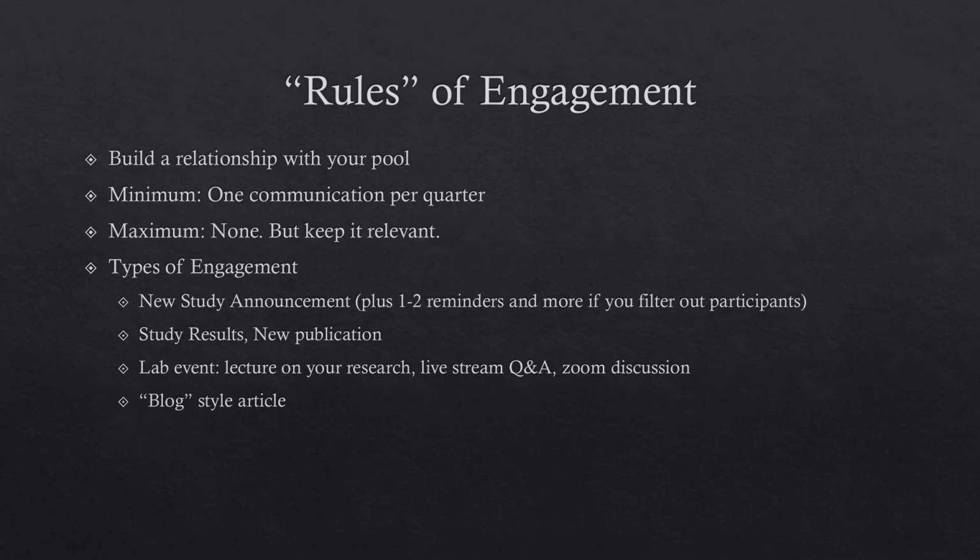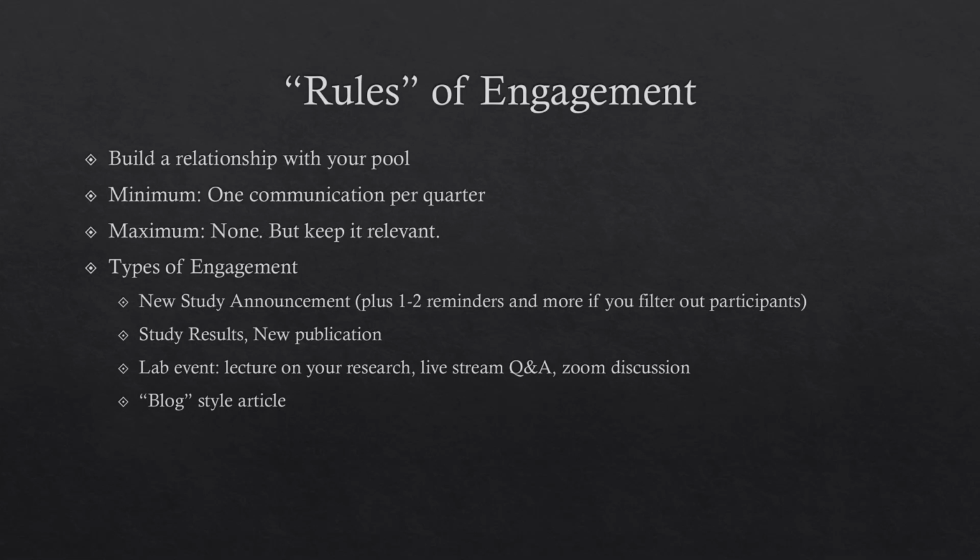Obviously, the first thing is when you have a new study. Each new study, I think you can do a new announcement plus one or two reminders before people get tired of it. If you're able to filter out people who haven't participated, you can do more reminders. You can do this with Volunteer Science. When somebody participates, you can put a new attribute or flag in the subject management system so that you don't send future messages to those who've participated. That'll allow you to get more than just two reminders out if you can just focus on the non-participants.